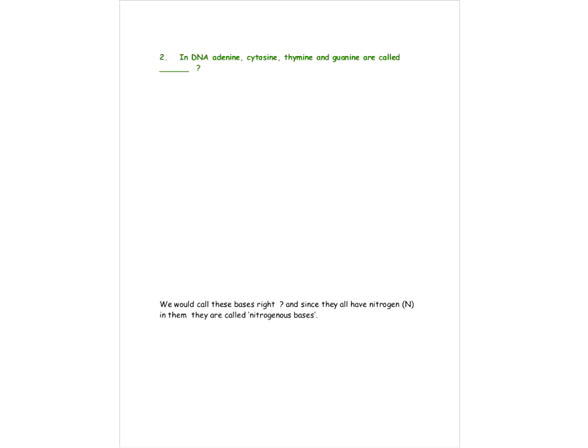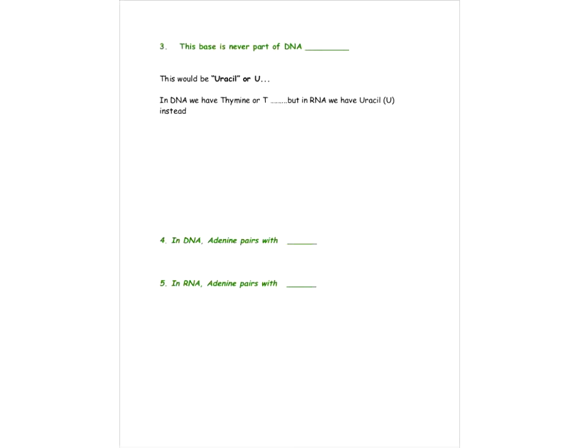Okay, screen number 6. And this question says, this base is never part of DNA. So which one is it? Well, it's uracil, or U. Okay, so again, DNA has thymine, or T, but in RNA, instead, we see uracil, or U.